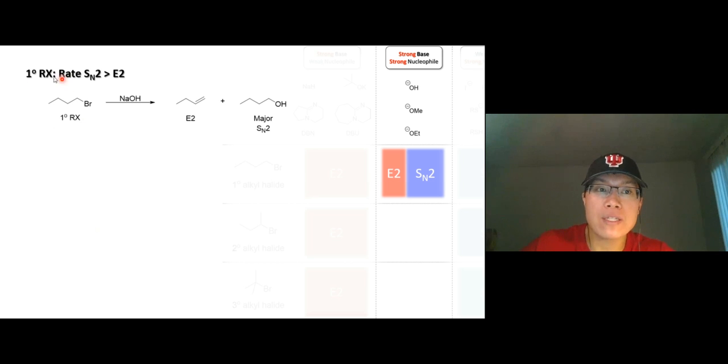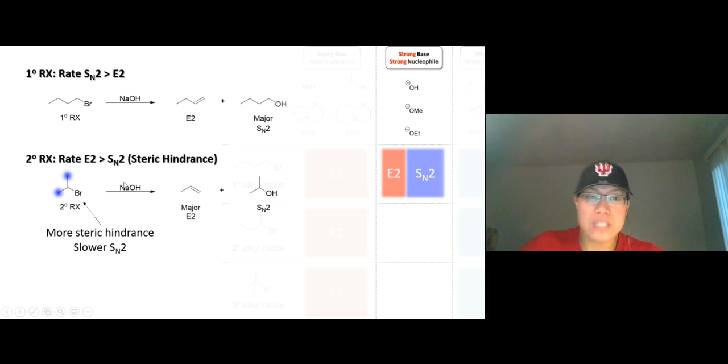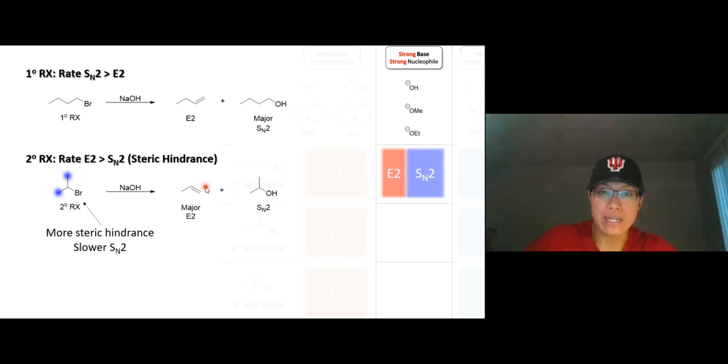But now, if we switch the structure of the alkyl halide to tertiary or secondary, the alkyl halide has more steric hindrance, which slows down the rate of SN2. When SN2 is slowed down, E2 still goes as normal. So E2 becomes dominant in this case.